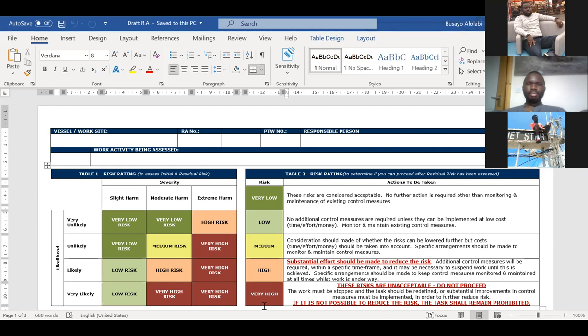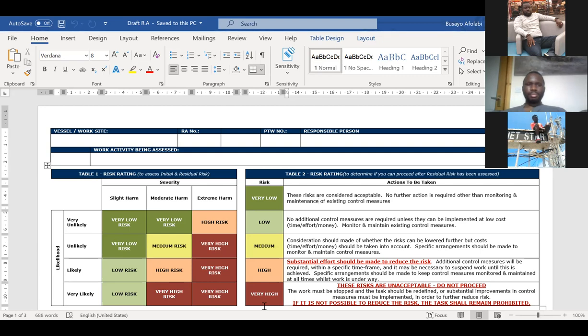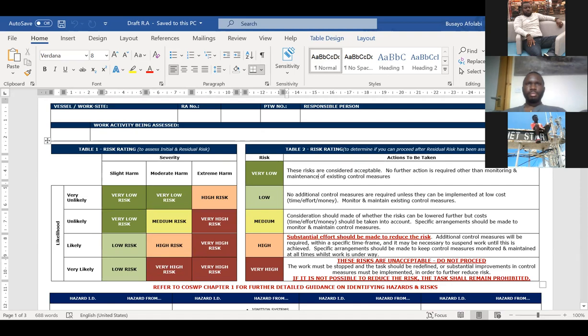Now we go to the task rating. I think some of us were not here last week. We talked about this matrix, that is the rating. We talked about the severity and the action being taken. We have the likelihood, that is, very unlikely, likely, and very likely. Then the severity: slight harm, moderate harm, extreme harm. So when you now cross the matrix together, we have very low risk, low risk, medium risk, high risk, and very high risk. So depending on what you have, that is going to determine the action to be taken.